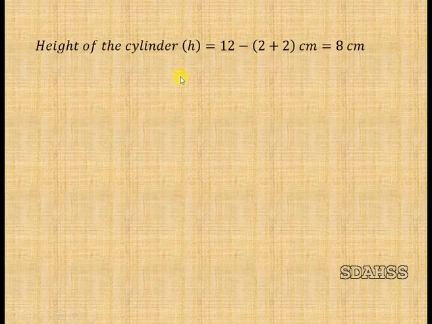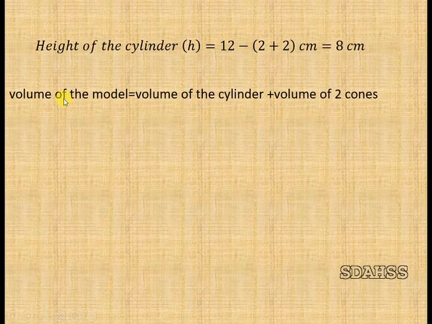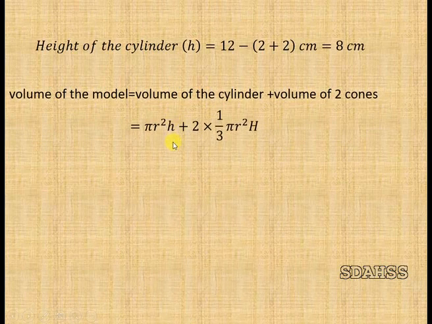Then the height of the cylinder should be taken as small letter h, which is equal to the total height 12 minus the height of the two cones, 2 plus 2, 4, so 12 minus 4, 8 centimeter. This is the height of the cylinder. Then volume of the model is equal to volume of the cylinder plus volume of two cones. Volume of the cylinder is pi r square h plus 2 into 1 by 3 pi r square h.